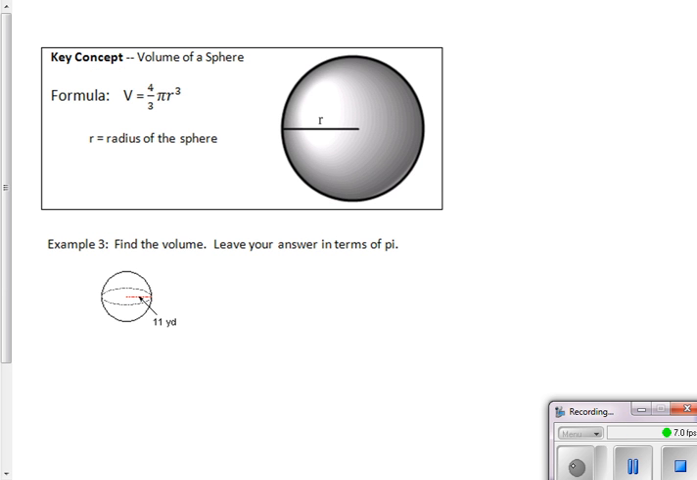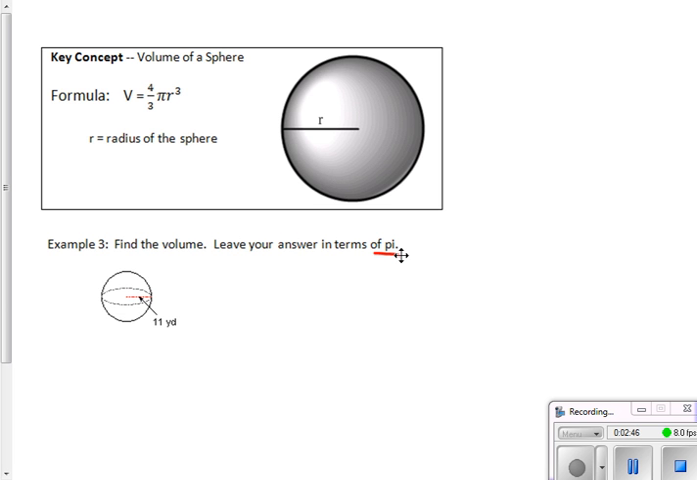Moving on to our next figure, the sphere, volume of sphere. Volume is 4/3 pi r cubed. Again, r representing radius. Notice in example 3 it says find the volume and leave your answer in terms of pi. So we won't multiply pi into it. We'll just leave it in terms of pi.